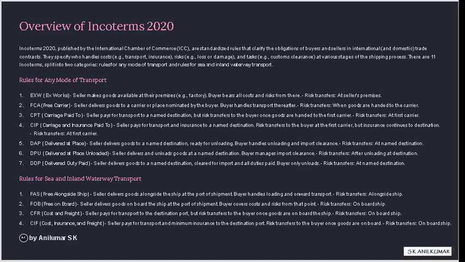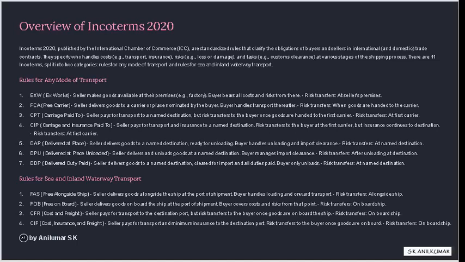In DPU, it will be delivered at the place and the seller will have to unload. The seller will have to unload the goods at the named destination. The buyer manages import clearance. So when it is unloaded by the seller, it is DPU. The seller takes the responsibility. DAP means the seller does not take the responsibility for unloading. Both are at a destination.